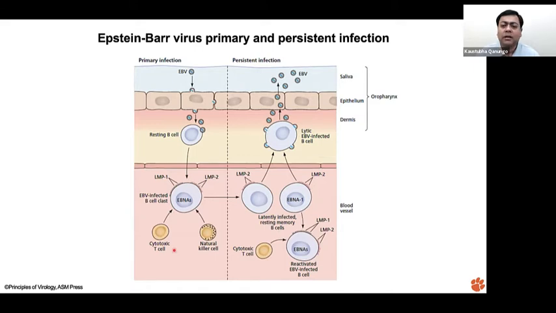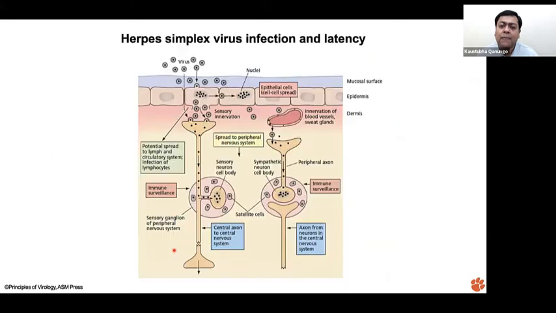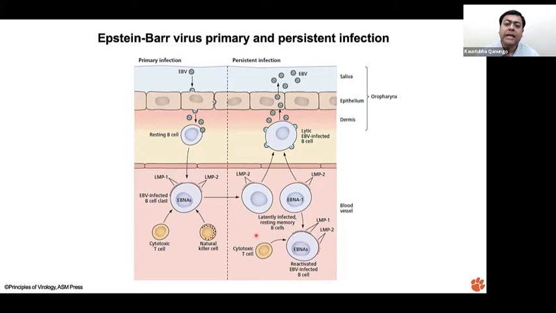So you can see that there are several different ways. The first is sensory ganglion and autonomic ganglion latency. Here, the latency is in B cells in the immune system. So it is primary and persistent infection and latency in different types of cells. That's what it is. Again, remember that persistence and latency are constantly used interchangeably, so don't try to fight these words. See that here we say latently infected resting memory cells, but I'm saying primary and persistent infection.